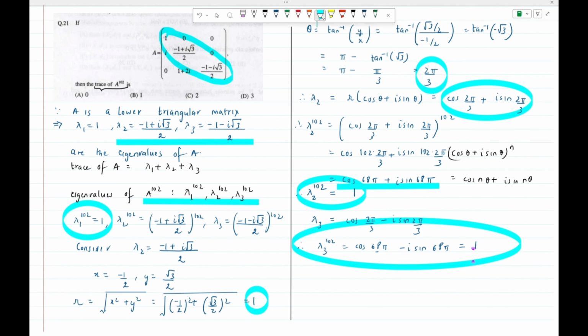So thus we can finally come to the conclusion. We can say that trace of A raised to 102 is the sum of lambda 1 raised to 102 plus lambda 2 raised to 102 plus lambda 3 raised to 102, and that's going to be 1 plus 1 plus 1, which is equal to 3. So thus option D is the correct answer.